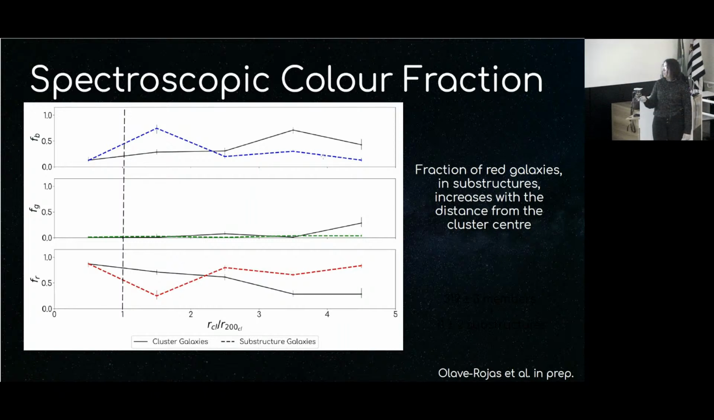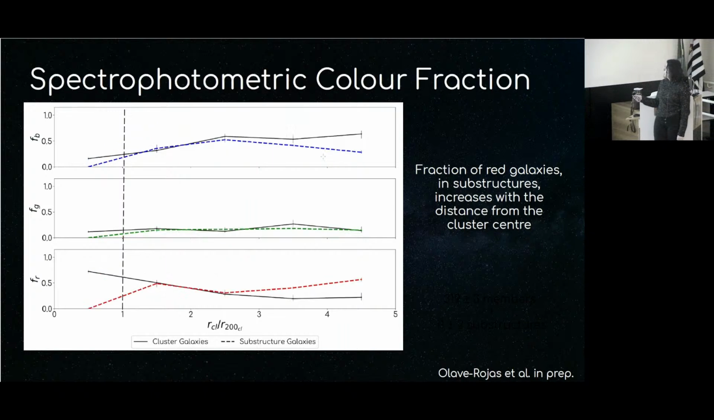And in the case of the spectrophotometric sample, it doesn't include galaxies in the inner regions that are part of the substructure, because I'm using a technique and I'm restricting my identification only to the outer part of the galaxy cluster. However, if you see the outer region of galaxy clusters, 3 R200, you can see that the results are similar to the spectroscopic sample.